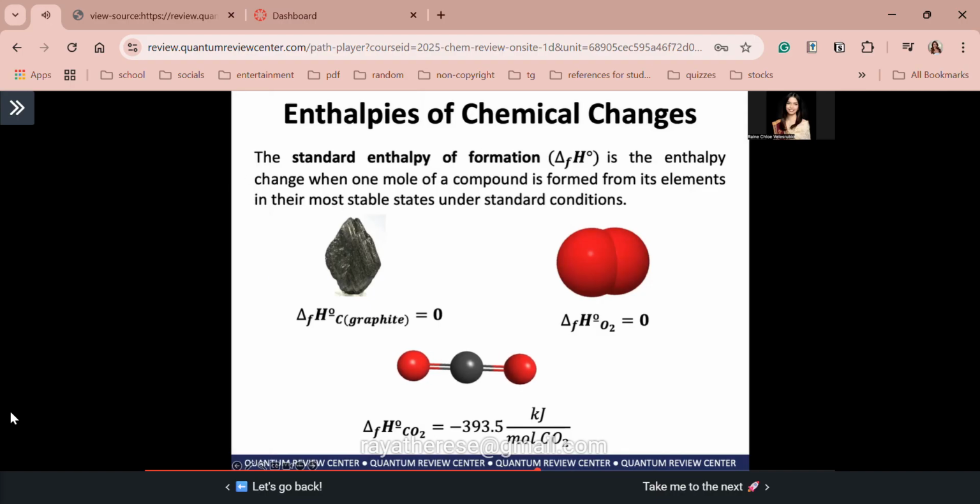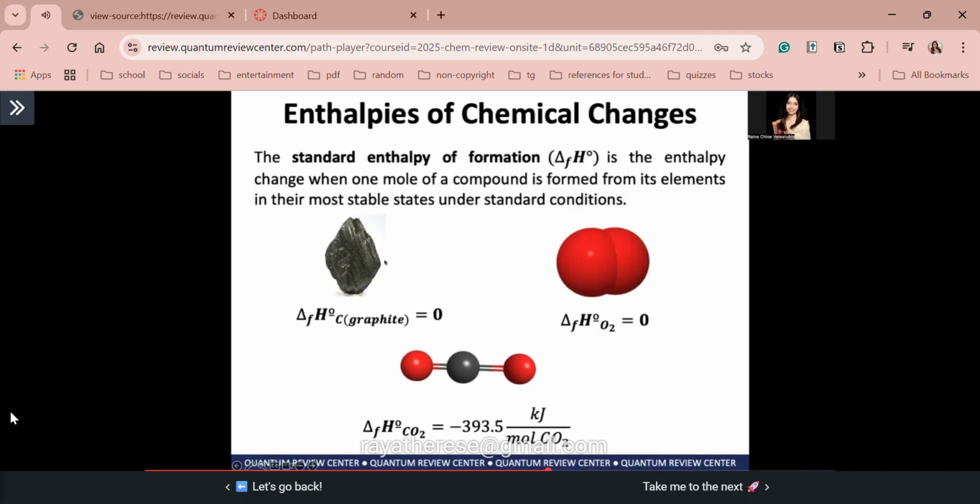Now let's proceed to enthalpies of chemical changes. So, recap lang natin, the standard enthalpy of formation, delta FH, is the enthalpy change when 1 mole of a compound is formed from its elements in their most stable states under standard conditions. So guys, pag sinabi natin reference states, okay, it is the most stable form of the elements at standard conditions. Okay? Ganun talaga, pag reference or free elemental states, okay, hindi natin sila kailangan i-form sa nature because they already exist in nature. That's why the heat involved to form them in nature, yung mga elemental states na yan, is just equal to 0.